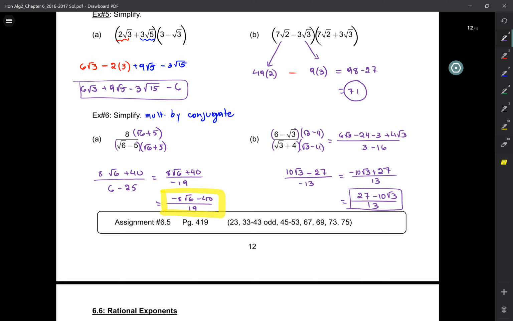So here we got 10 root 3 minus 27 over negative 13. The negative then, right, gets distributed there. And this is a totally perfectly way of writing it. Most of the time, however, we do switch it to this form, okay, because again, it's just so much cleaner to have that negative inside as opposed to the first term of the problem, right? So that's that one.